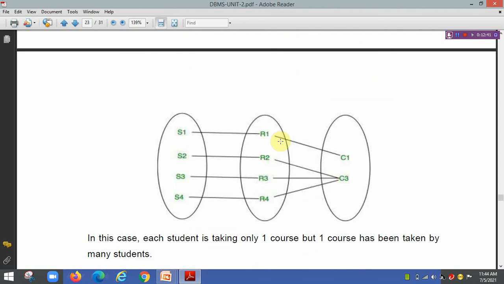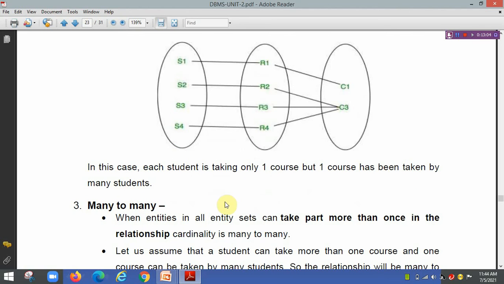Okay. So what is happening here? S1 enrolled in C1 course, S2 enrolled in C3, S3 also enrolled in C3, S4 also enrolled in C3. That means the C3 course can be taken by 3 students. In this case, each student is taking only one course, but one course has been taken by many students. So this is the concept of many to one or one to many.